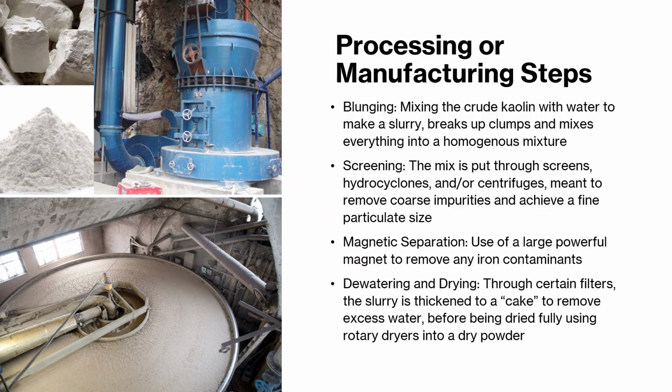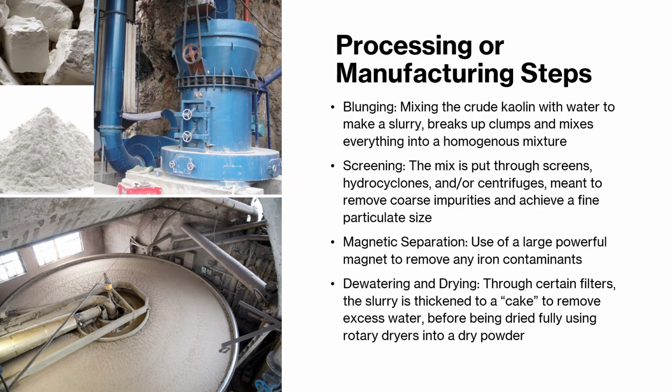The next step that they do is magnetic separation, where they use a powerful magnet to suck up and sort out any possible lingering iron contaminants. If this process isn't done, it can end up with a less white final product, which isn't desired for kaolin or ceramics or paper.